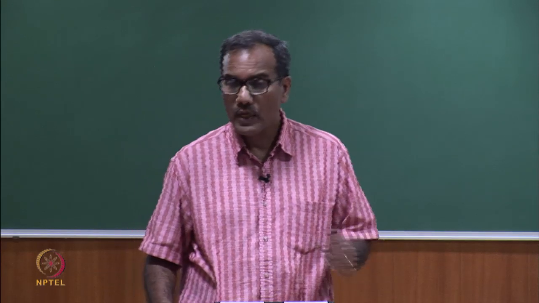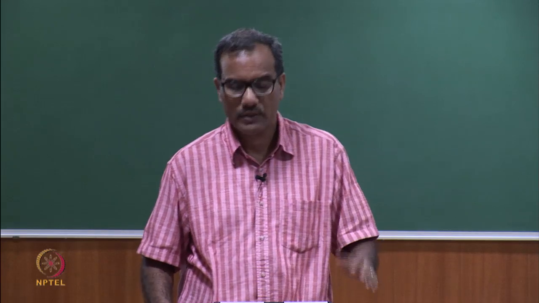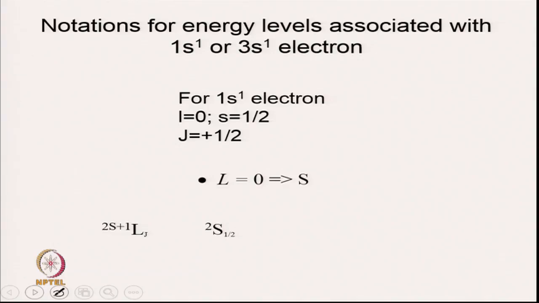Now, let us see if we have an electron in the 1s or 3s level. For s electrons L is equal to 0, S is equal to half, and so j will be half. There is only one value of j, and since L is equal to 0, it will be given the label S, and 2S plus 1 is equal to 2 into half plus 1, which is equal to 2.